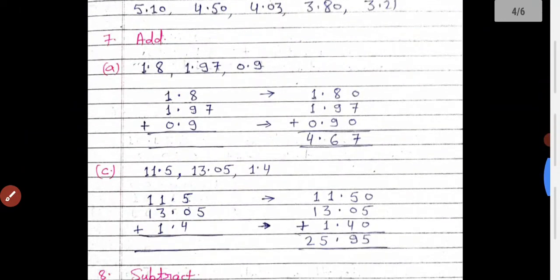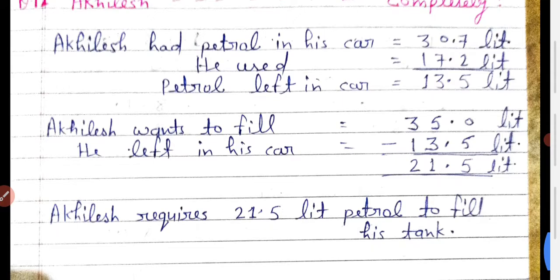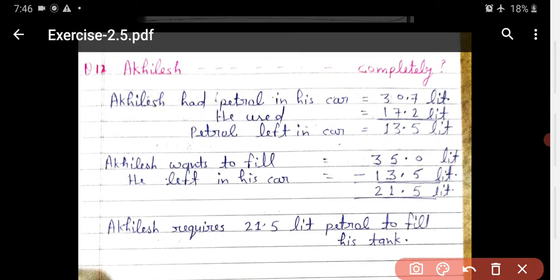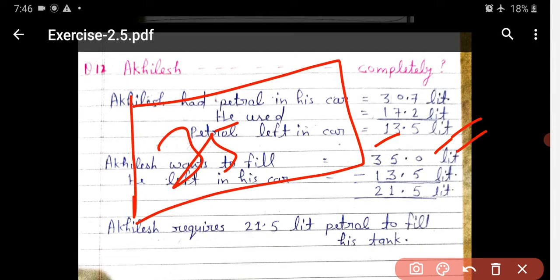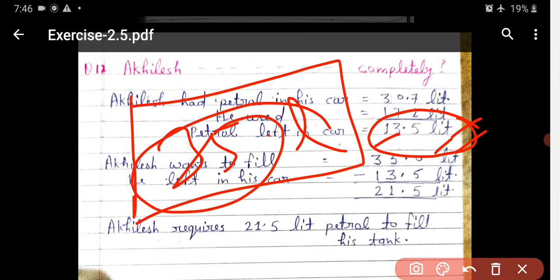Just look here carefully. Akhilesh had petrol in his car. This much petrol he already has. He used this much petrol. Now how much petrol is left in the car? When you subtract, 7 minus 5... 13 minus 7 becomes 13... so it is 13.5 liter left. Now if you want to fill the petrol tank, 35 liter petrol is needed and 13.5 is already present here. So how much do you need more? So from the total you have to subtract this part.